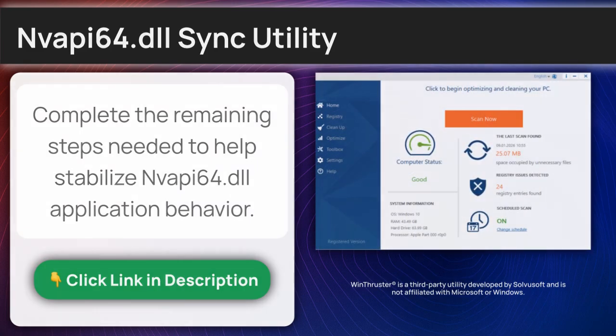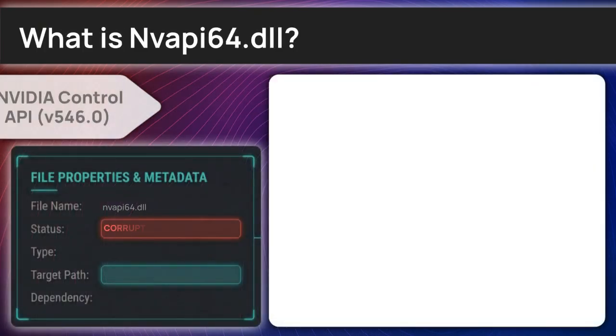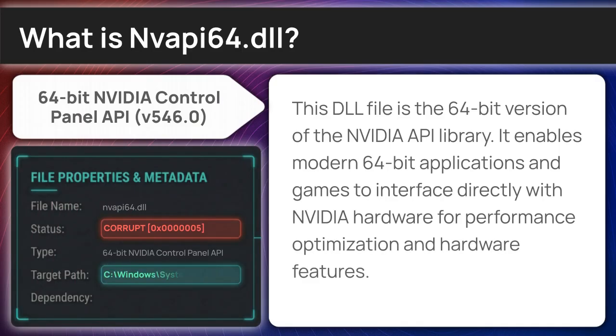This DLL file is the 64-bit version of the NVIDIA API library. It enables modern 64-bit applications and games to interface directly with NVIDIA hardware for performance optimization and hardware features.